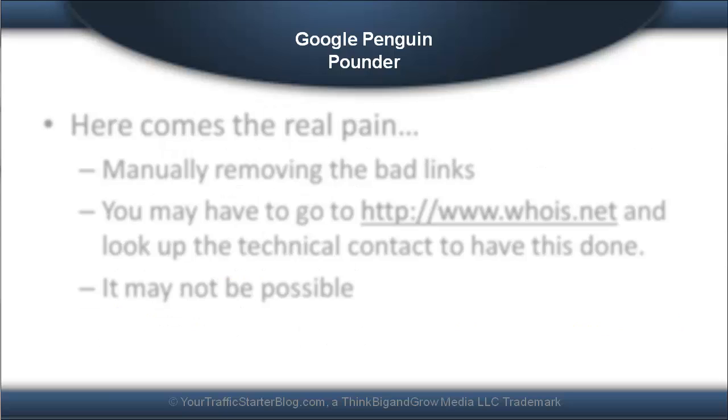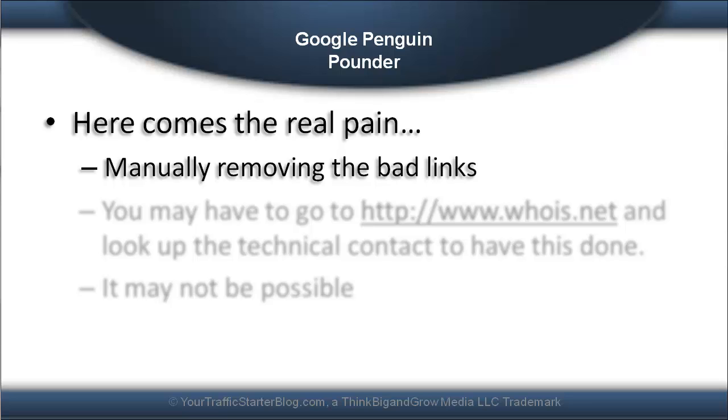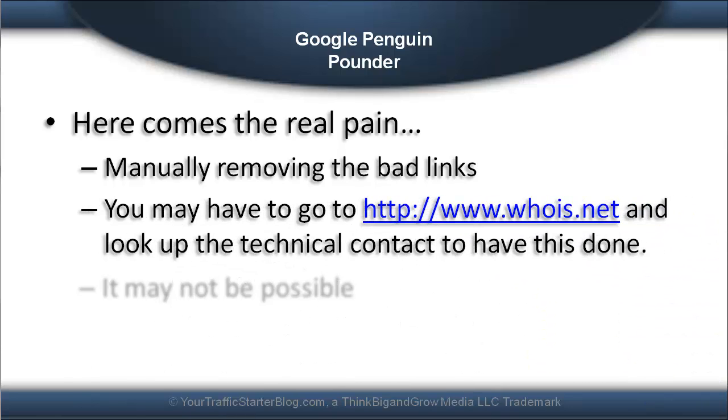now here comes the real pain. How do you get rid of them? Well, manually, that's it. You have to contact the website owners and ask them to remove them. You can look up website owners by using whois.net, typing in the URL, and it will display the owners. You want to contact the technical contact normally to have this done, and ask them to remove your links. In some cases, it may not be possible because they've completely obscured the information, or the information is just wrong, or they just won't respond to you. And there's really nothing you can do, but you need to try. Most of the people probably will remove the link if you ask them to.